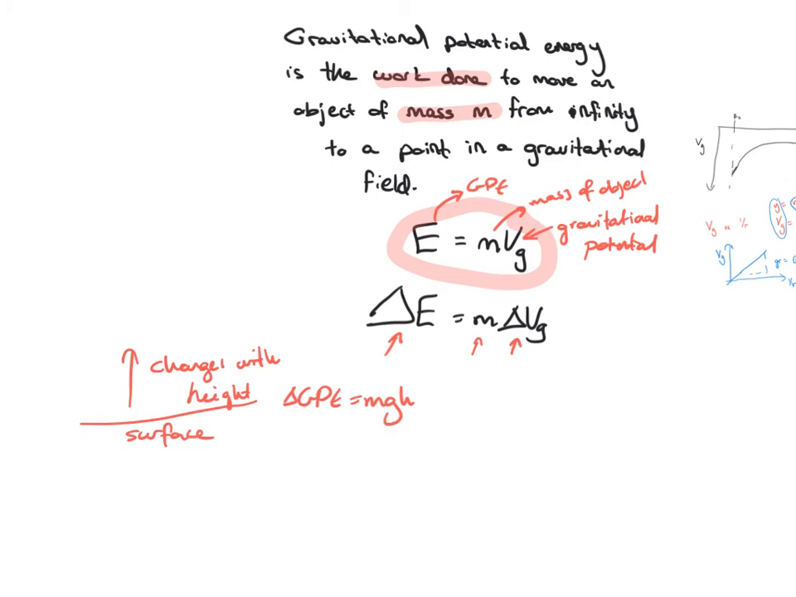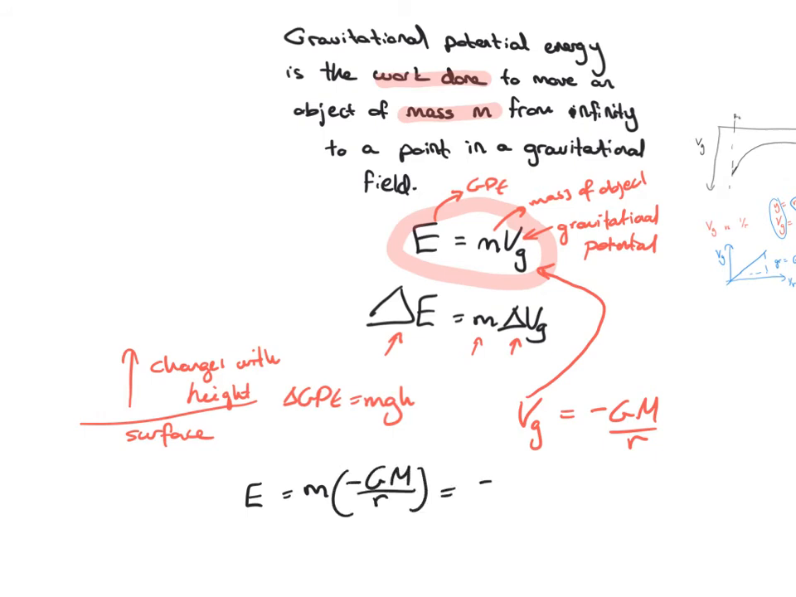But when it comes to gravitational potential energy in a radial field, where the field is not the same, we already know that Vg is equal to minus Gm over R. So if I substitute this equation into this one, I will end up with E is equal to m times minus Gm over R. Simplifying it will give me minus GMm over R.